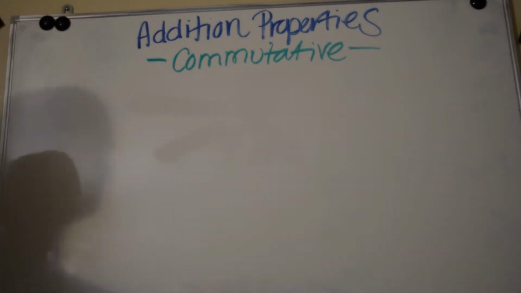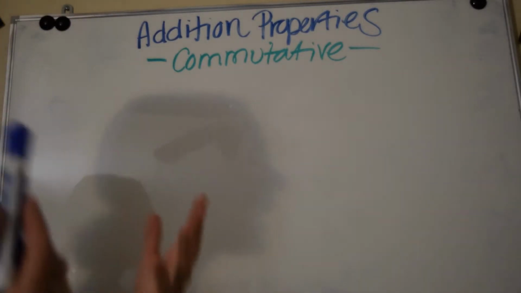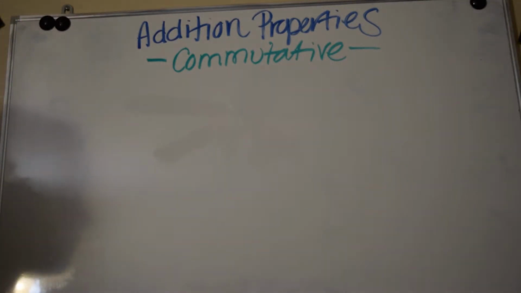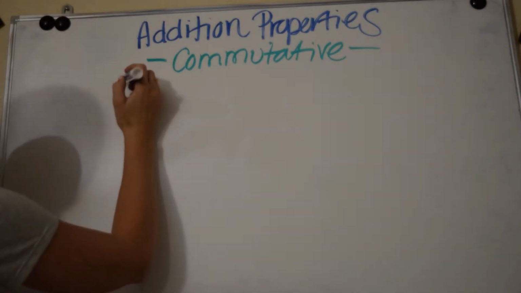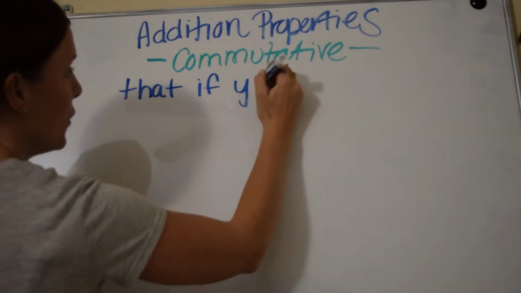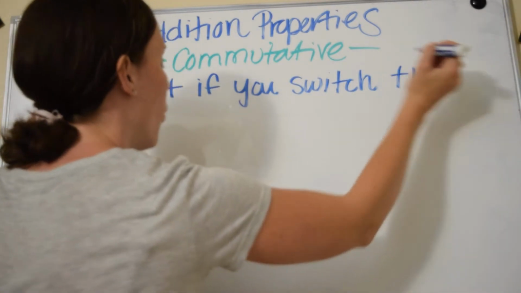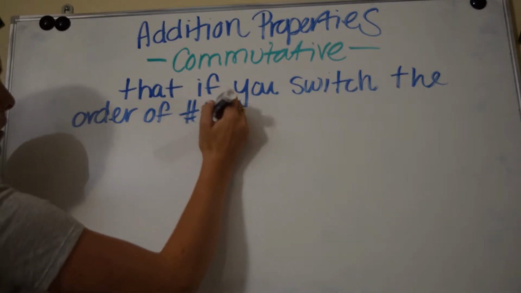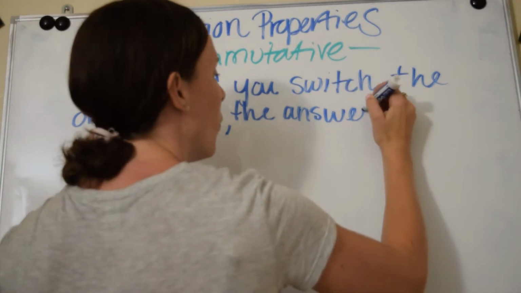There are rules when we talk about these properties. They state a rule that every time we add or work with numbers, this commutative property will be true every time. So let me show what commutative property is. Commutative property is stating that if you switch the order of numbers, and I'm going to abbreviate here, the answer won't change.